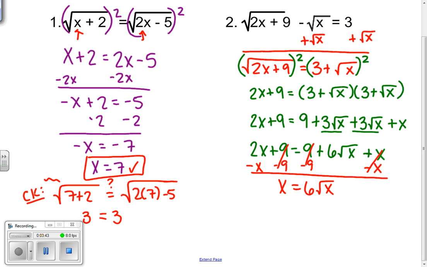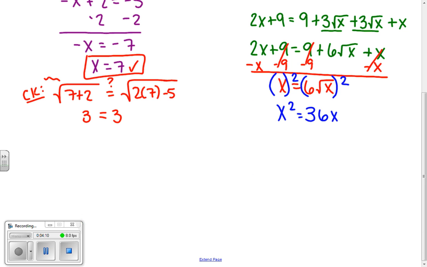In Day 1 of Section 5, we would have divided both sides by 6 at this step, but dividing by 6 is going to give me a fraction. And if we can avoid that, that's probably our best bet. So instead of dividing by 6, I'm going to go right into squaring both sides. On the left, I get x squared. On the right, I end up with 36x. Because 6 root x times 6 root x is 6 root x squared, which is just 6x.